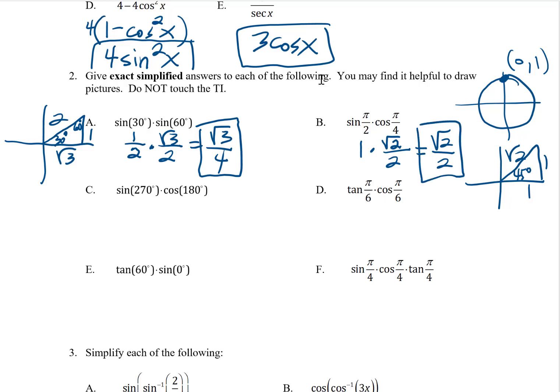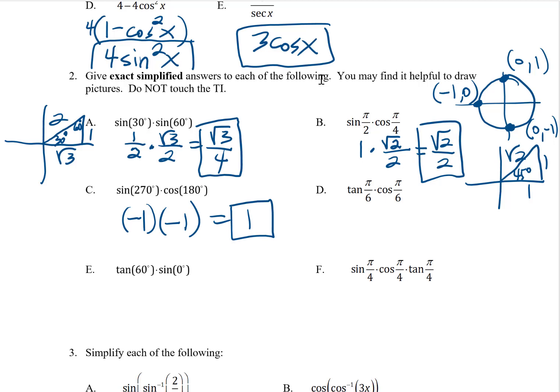Part C, let's see, both of those are quadrantal. 270 degrees is down here at the point 0, -1. The sine is the B, so this would be -1. And then 180 is right here at the point -1, 0. Cosine is the A, which is also -1. So this is -1 times -1, +1 is the answer.